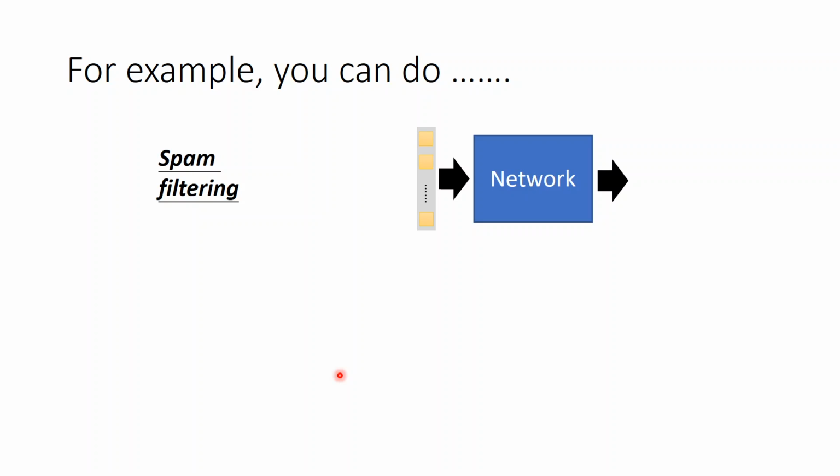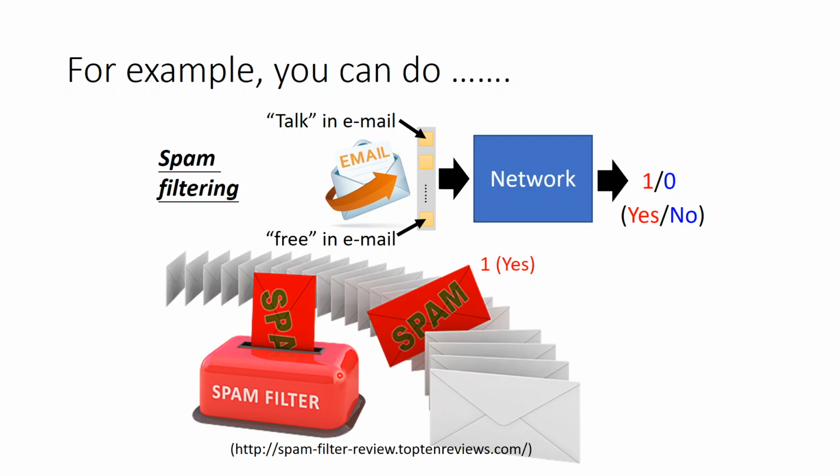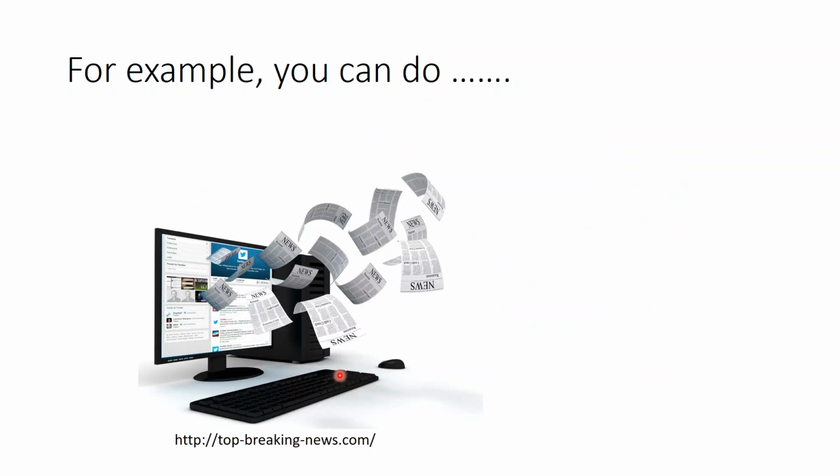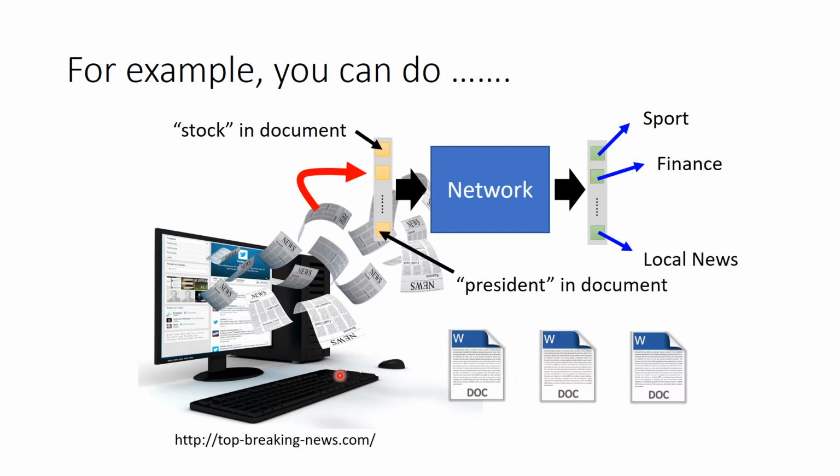You can push it in your mail server to check the spam, like the keyword here, or you can take a newspaper and extract the keywords you want. For example, sport, finance, and local news, and you can collect them automatically and summarize them by AI.